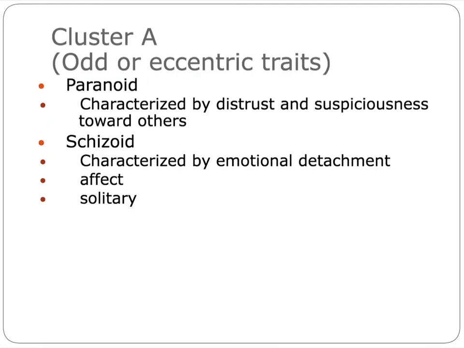For the paranoid, they're characterized by distrust and suspiciousness towards others. This is based usually just on some kind of unfounded belief that they think other people want to harm them, exploit them, or deceive them. With the schizoid, that's characterized by an emotional detachment. Their affect is very flat or blunt. They have disinterest in close relationships and indifference to praise or any type of criticism. They're often uncooperative. They prefer to be alone, so they like solitary activities and occupations.